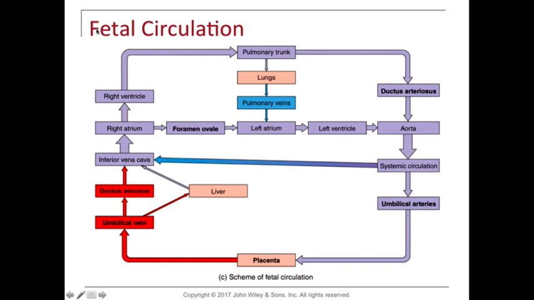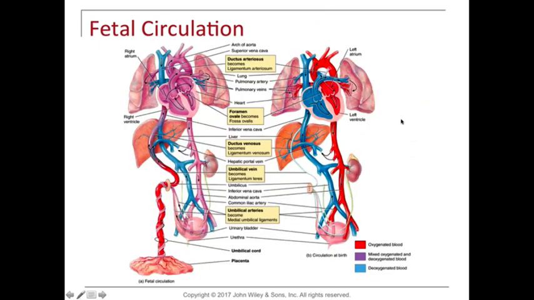Okay, this one is just showing the fetal circulation. And again, you can see that bypass of the foramen ovale, shunting blood from the right atrium into the left atrium. And then there's the ductus arteriosus, going from the pulmonary trunk into the arch of the aorta, which is here. That little small section there.